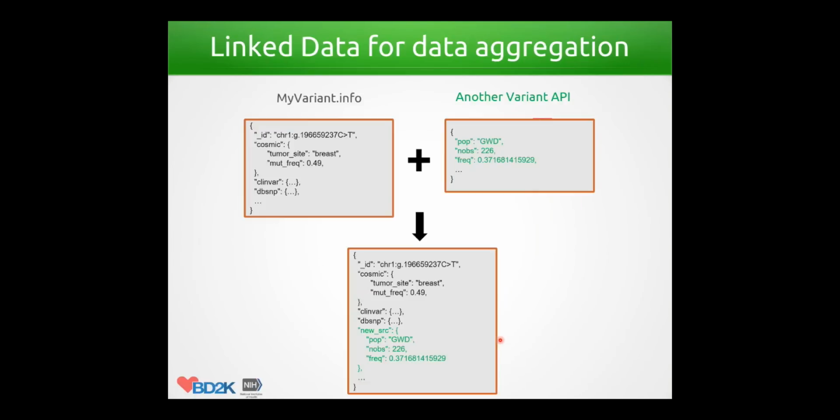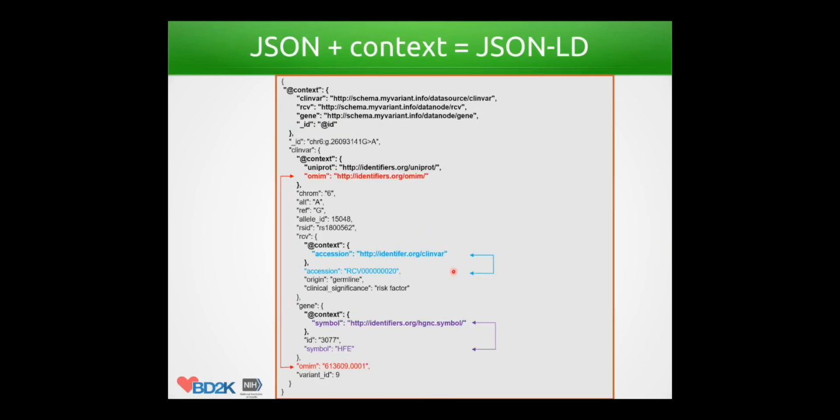Okay, so this is probably a more realistic example. This is my MyVariant.info variant object, and this is another API. Those green parts are the specific data we want to bring into MyVariant.info. Ideally, we will have a new namespace called new data source, and we merge this information into the same variant. So we would like to explore using JSON-LD to help this aggregation process.